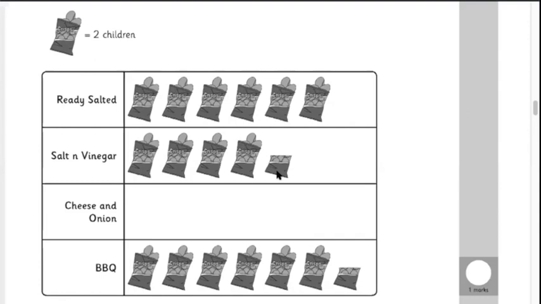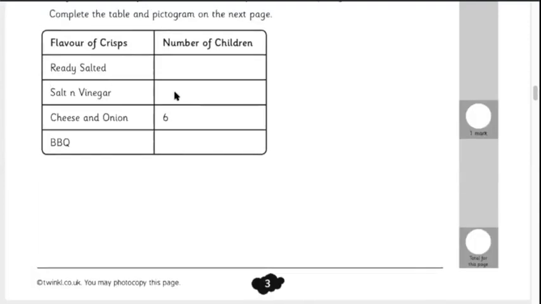And then we've got half a packet, and we know 1 is half of 2. So it's 8 plus 1. So there are 9 salt and vinegars. Okay, so 9 people chose salt and vinegar. I'm not going to write it down because we all know what the number 9 looks like.